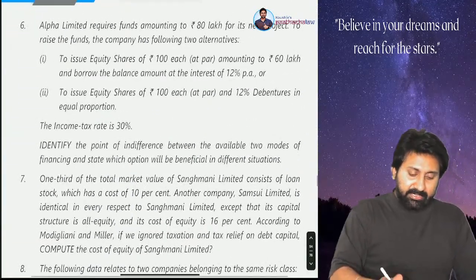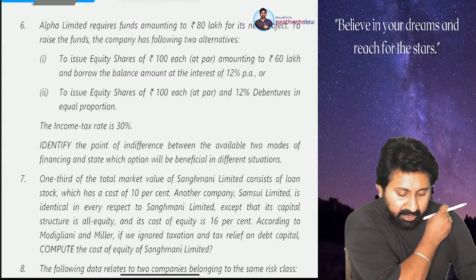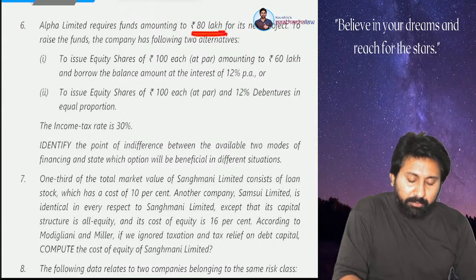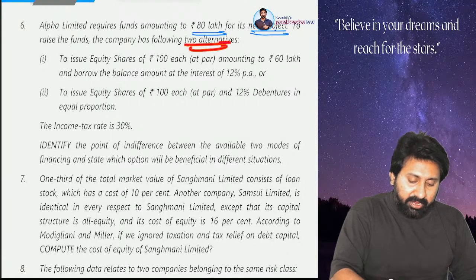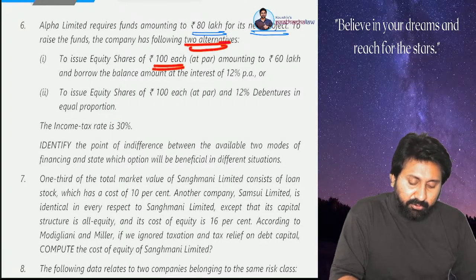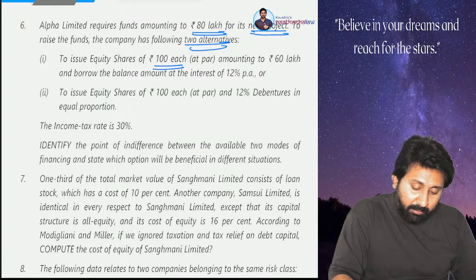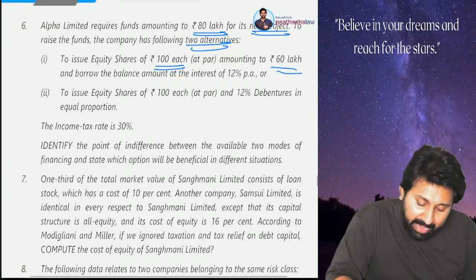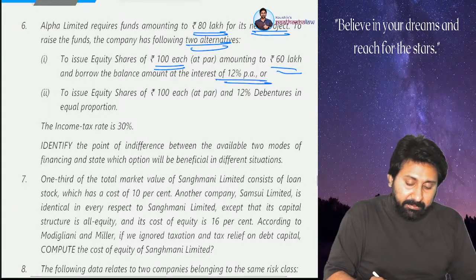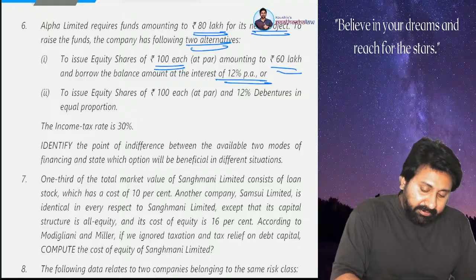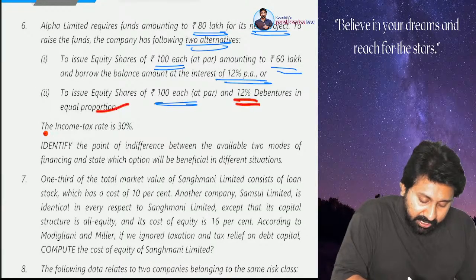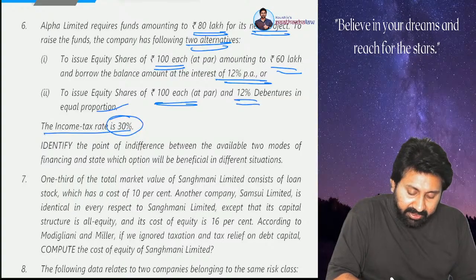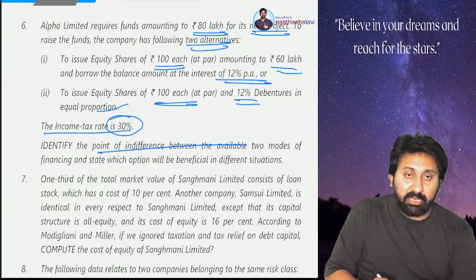Question number 6. Alpha Limited requires funds amounting to rupees 80 lakhs for its new project. To raise the funds, the company has two alternatives: to issue equity shares of rupees 100 each at par amounting to 60 lakh and borrow the balance amount at interest at the rate of 12% per annum, or to issue equity shares of rupees 100 each at par and 12% debentures in equal proportion. Income tax is 30%. Identify the indifference point available under both the alternatives.